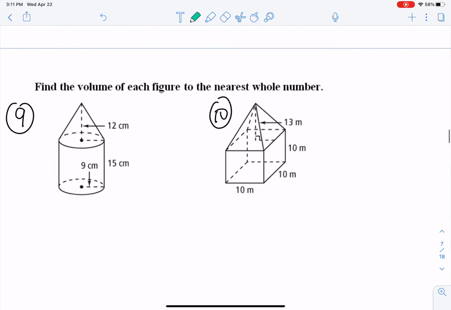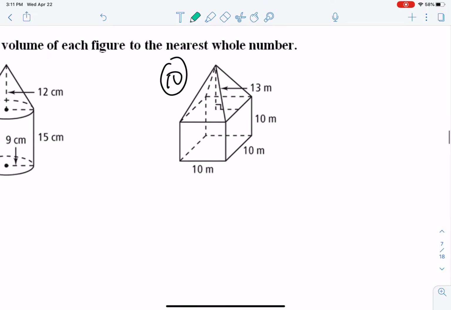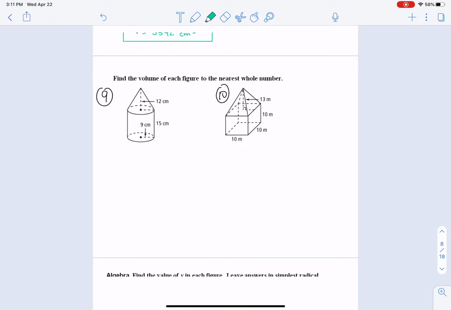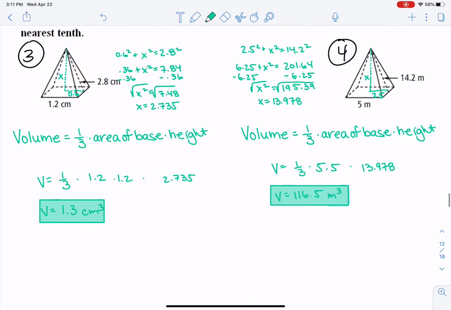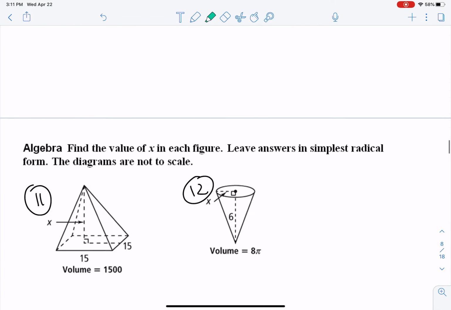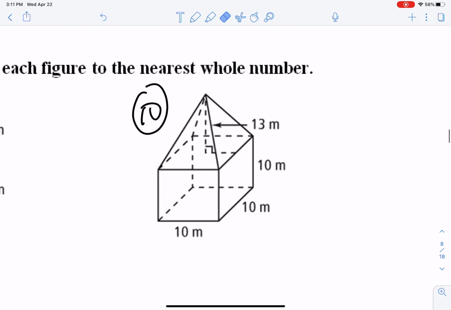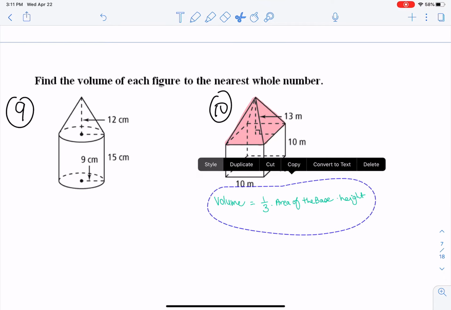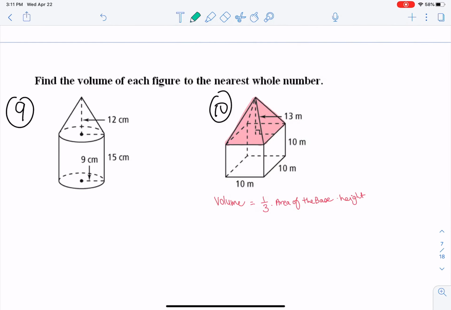We'll go ahead and do number 10. This is a composite shape. So we'll do this. Let me see what color I did it down here. I like to stay consistent. Okay, we'll do this one in pinkish, reddish. And since that's a pyramid, it's going to have that same formula as before. Let's change that to our new color.